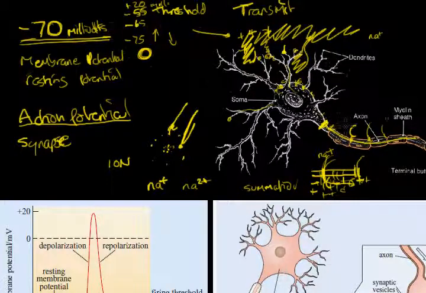When it reaches that threshold, it allows a sudden burst of positive ions to flow in and travel the length of the axon. Before that point, they're kind of confined to the cell body, the dendrites, and so on. But once that threshold is reached, that impulse suddenly fires, an action potential fires, and it travels the length of the axon.